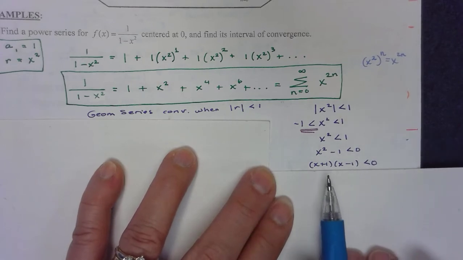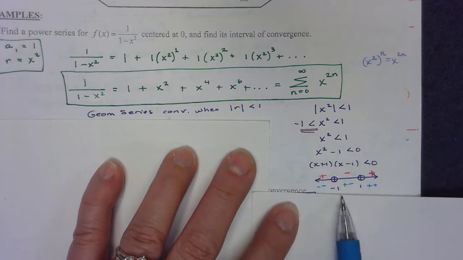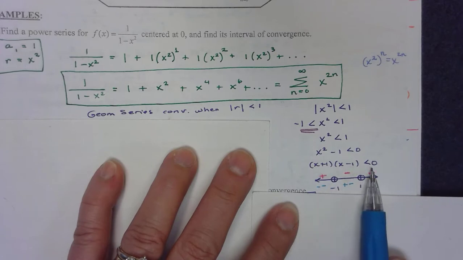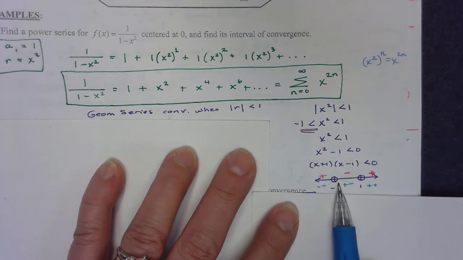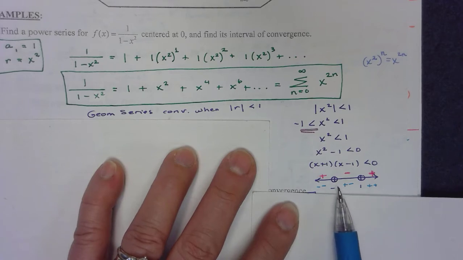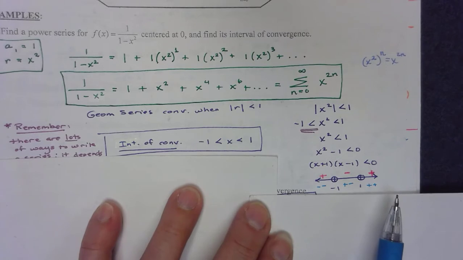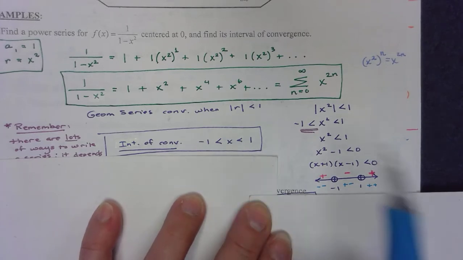So we want to know where this product is negative. So we'll pick test values. We know that x cannot equal negative 1 or 1. This is where this is 0, and we need it to be less than 0. But it does divide our numbers up into the numbers before negative 1, between negative 1 and 1, and after 1. And we need to know where that product is negative. Well, I can do my test, and it's right here, from negative 1 to 1. So that gives our interval of convergence to be from negative 1 to 1.